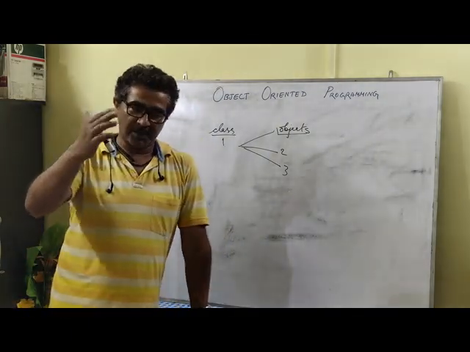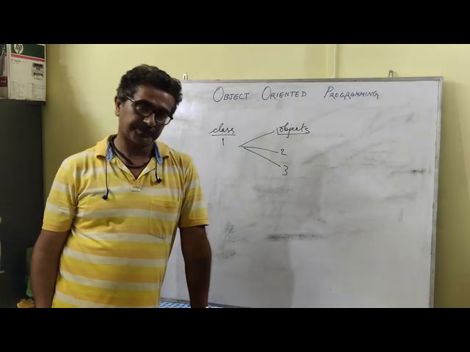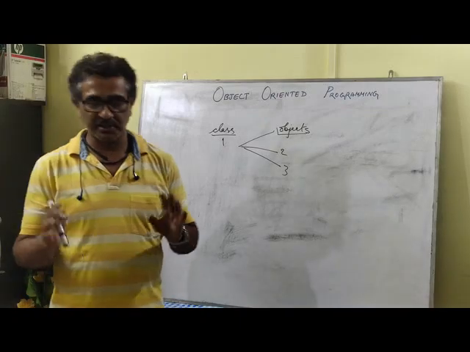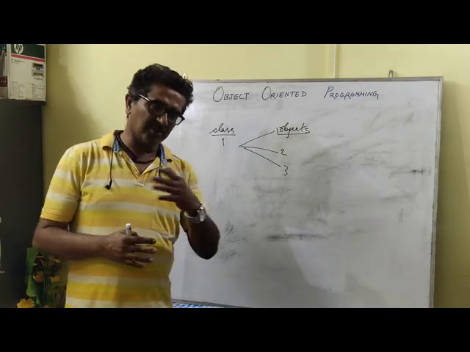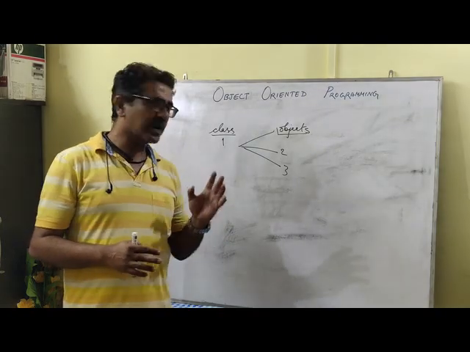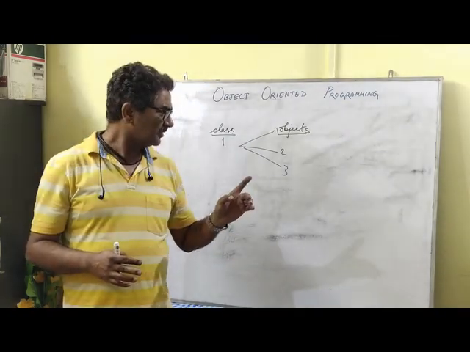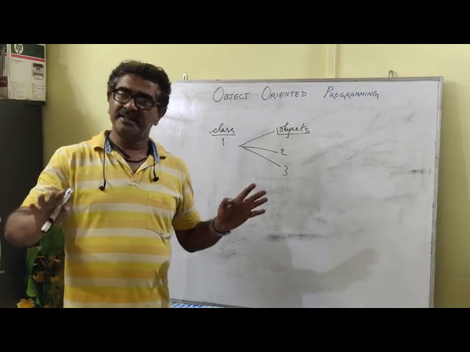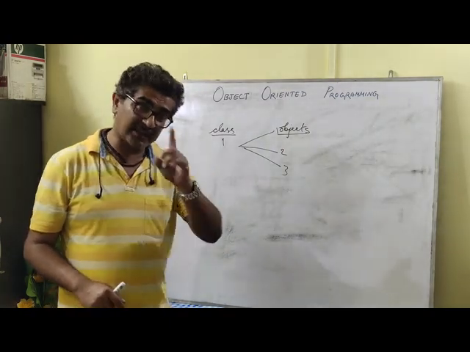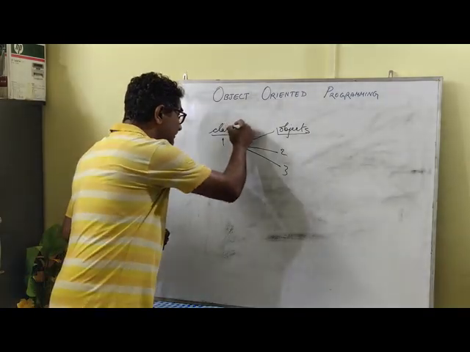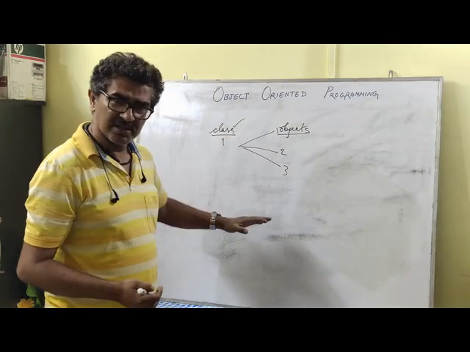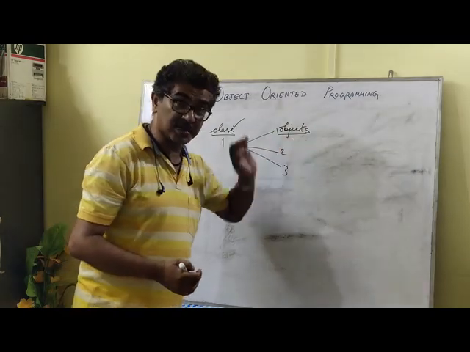For example, you get a form for some kind of admission or whatever you call it, and all of you are going to fill up that particular form. Now what actually happens is, all of you get the same form because only one form was created, and that form is called a class. And multiple forms were created. Each of these forms is called an object.